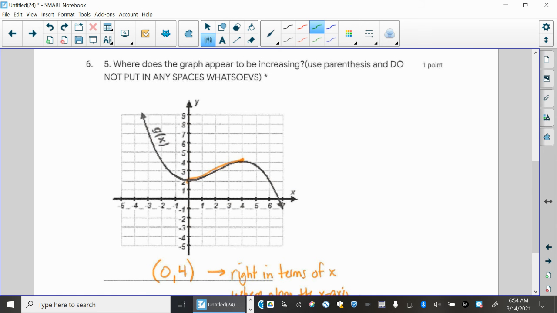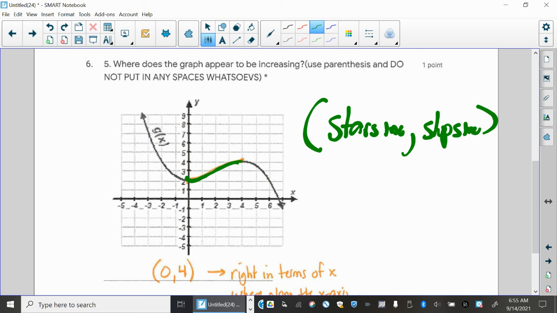Now, where does this graph appear to be increasing? It is here in this section. And just remember, we are always writing in terms of x. So where it starts increasing, where it stops increasing. So the x value of this first point right here is at 0. The x value of this point right here is at 4. So it's 0 to 4.